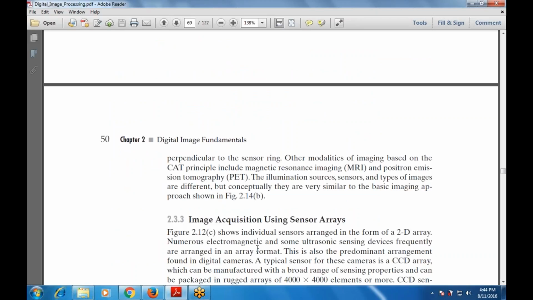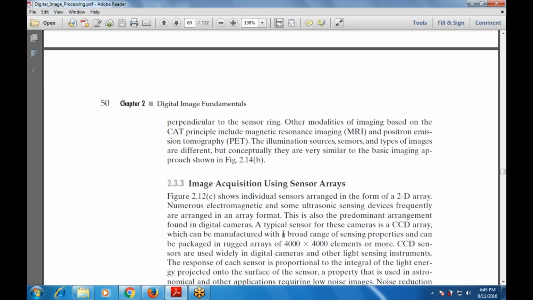The last one is image acquisition using a sensor array, that is, how to use the array combination. Here, individual sensors are arranged in the form of a 2D array. Numerous electromagnetic and some ultrasonic sensing devices are frequently arranged in an array format. This is also the predominant arrangement found in digital cameras.